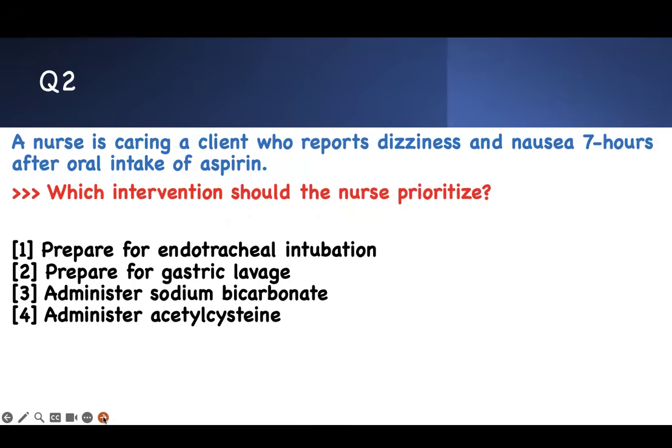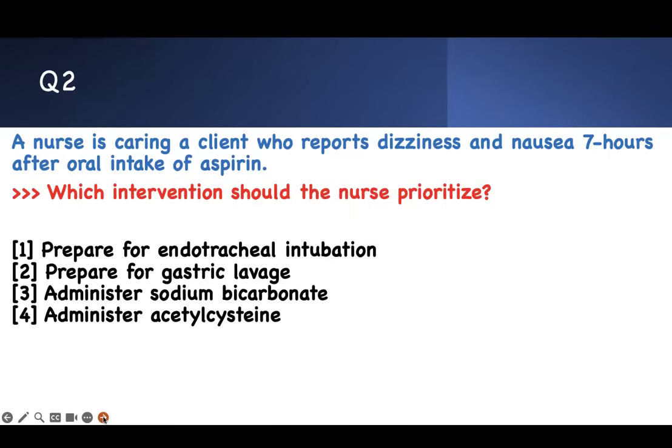Next question. Which intervention should the nurse prioritize? That means which medication the nurse should pay attention to. A nurse is caring for a client who reports dizziness and nausea 7 hours after oral intake of aspirin. What would you do? Prepare for endotracheal intubation, prepare for gastric lavage, administer sodium bicarbonate, or administer acetaminophen. This question requires critical thinking, test-taking strategy, analyzing the question. Which intervention should the nurse prioritize? That means if you have one choice or 1 second, what would you do?